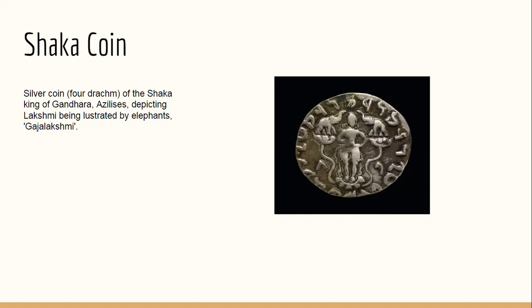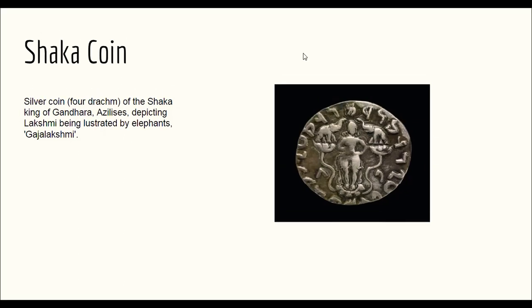So here you can see on the Shaka coin the depiction of Gajalakshmi. So Gajalakshmi is a representation of Lakshmi with an elephant. Okay, so with an elephant, it's a depiction of Lakshmi, and this is considered to be one of the finest aspects of goddess Lakshmi. So Gajalakshmi is depicted as Lakshmi surrounded by two elephants, and these elephants are pouring water from their trunks on goddess Lakshmi.